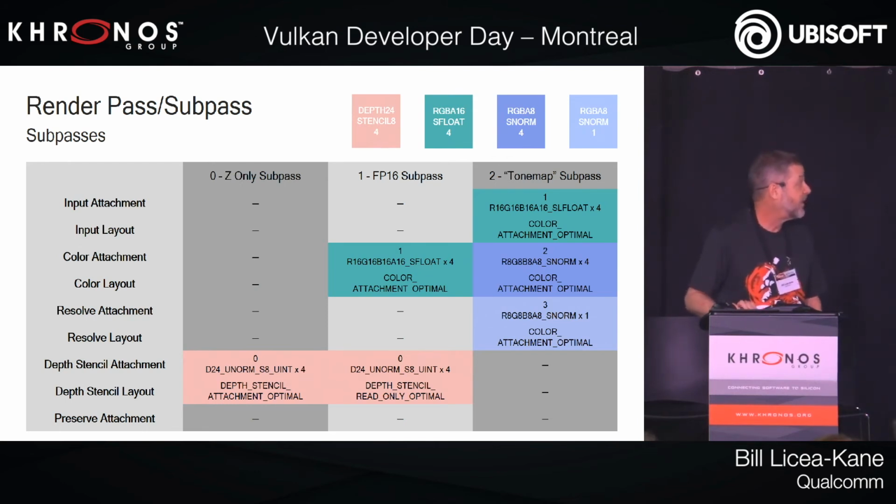And then the tone map subpass, I will attach the prior image to the input attachment as color attachment optimal. The S-norm buffer as a color attachment optimal as a writing, and then finally the single sample buffer that I'm going to resolve to. And notice that the depth buffer is now no longer in preserved contents or anything else. It's gone from the field. He's off in the locker room at this point.